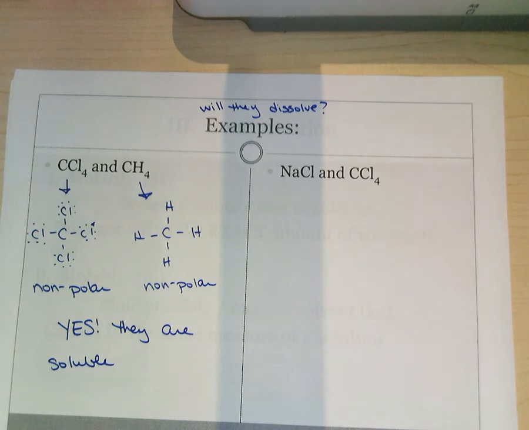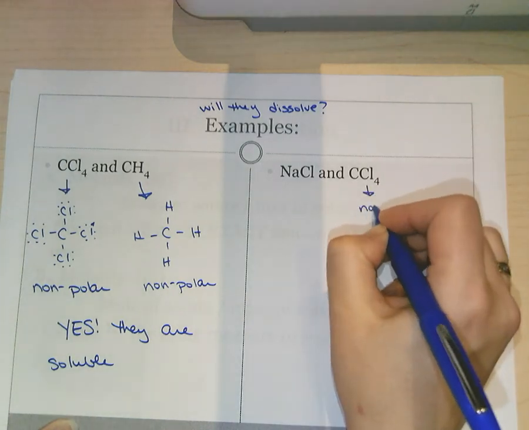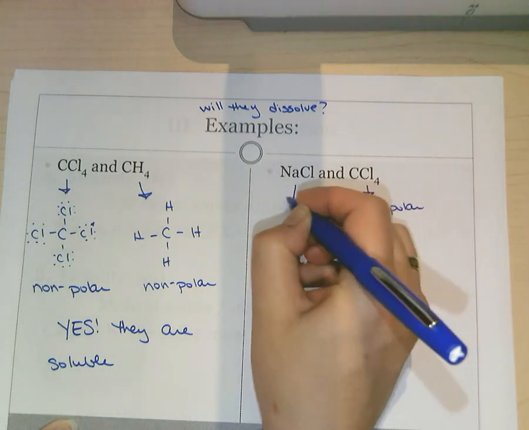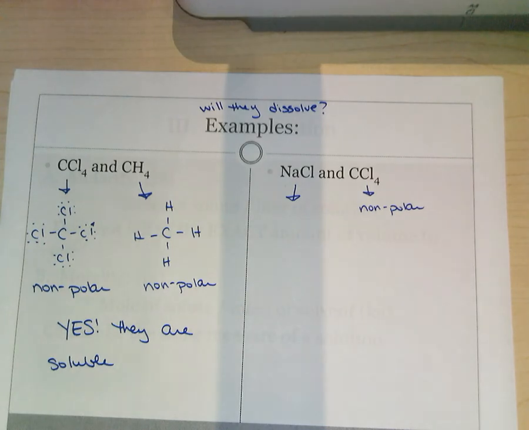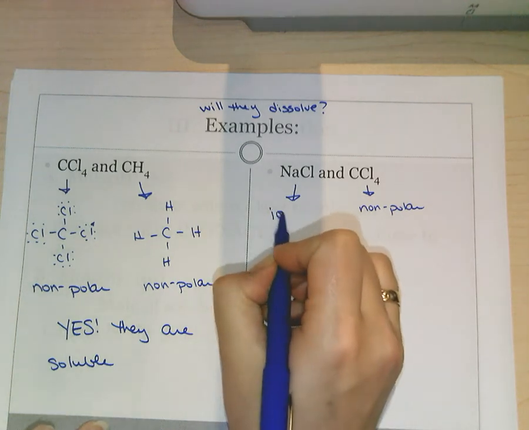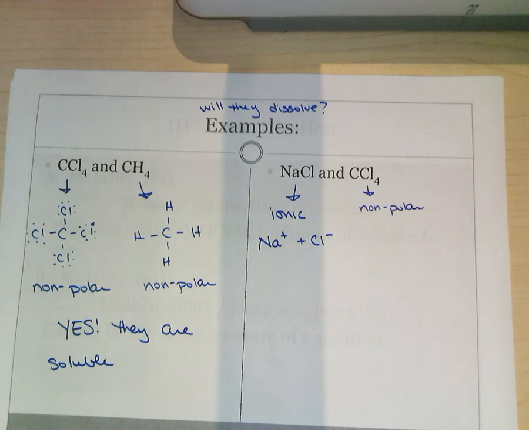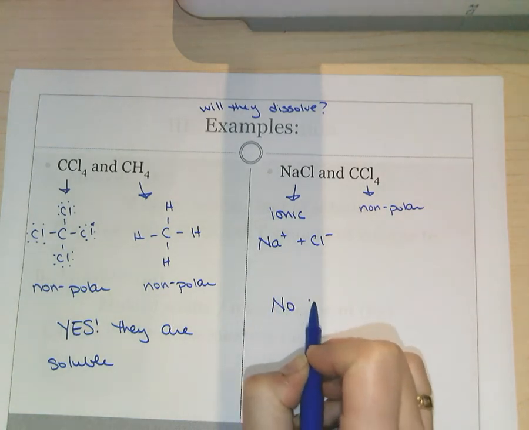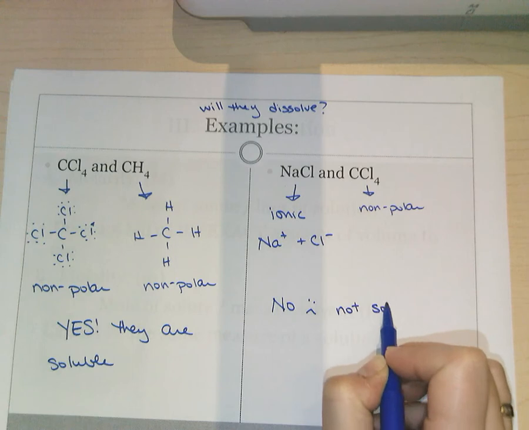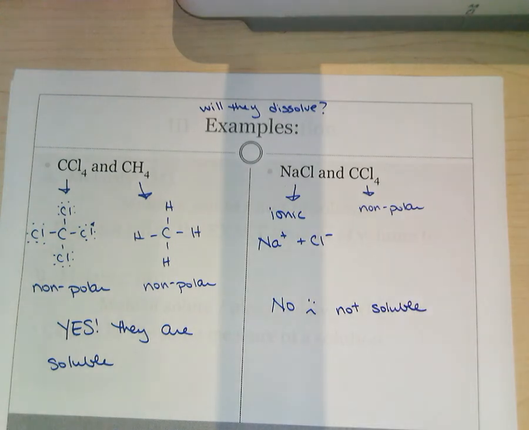All right, let's look at the other example. We just said this is going to be nonpolar. What about our old friend sodium chloride? Polar or nonpolar? All right, it's technically ionic, all the way over to ionic. So it's more appropriate to write it like this. Will those two guys be miscible? No. Not soluble. Wah, wah. That's okay. That's okay.